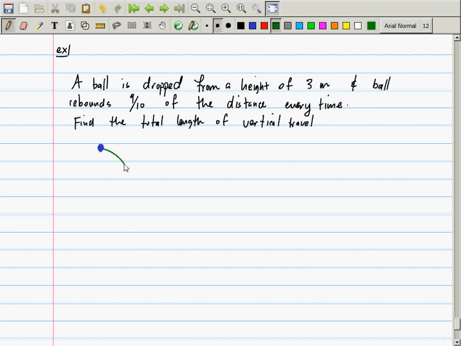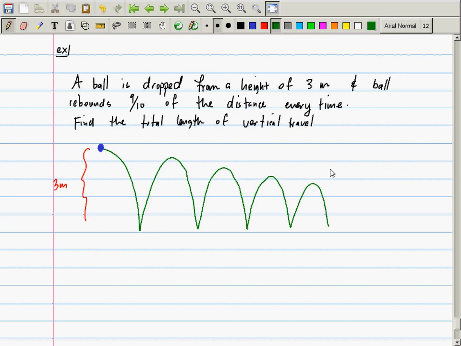Okay, so it falls down a height of 3 meters. So this is an initial 3 meters. And then it bounces back up 9/10 of its original height, and then goes back down. And then bounces up 9/10 of that height, and down 9/10 of that height, and down 9/10 of that height, and down. So you can sort of get the pattern. All right, so the question is how far does it travel up and down all of this way? Okay, so does everybody see the question? What's being asked?